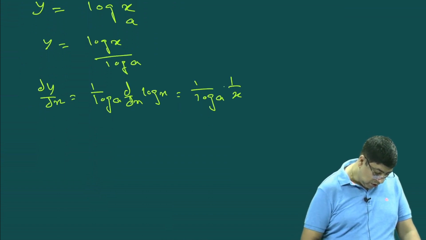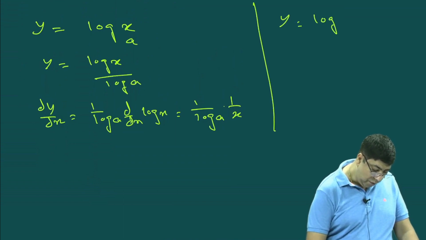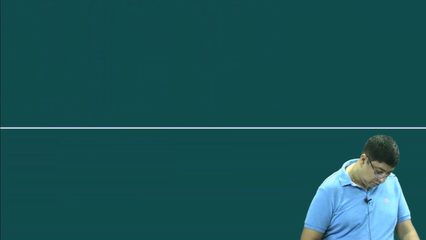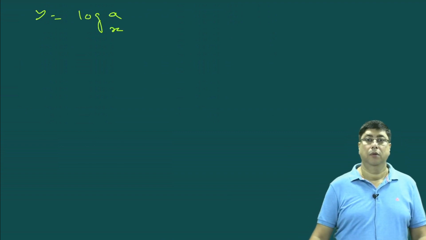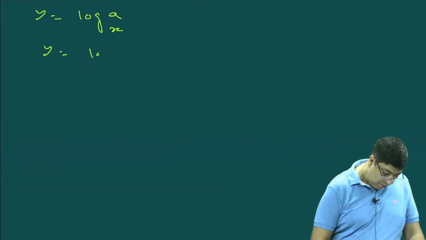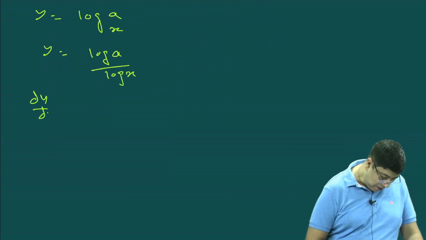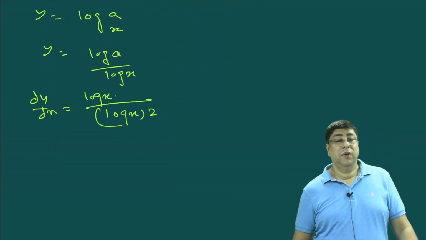One more question. y equal to log of a base x. What to do? Okay, I am writing here. y equal to log of a base x. How to do and what to do? First of all, log a base x is log a by log x. So y equal to log a by log x. Now let us apply d dx. If we apply d dx, this gives log x whole square. So log a is a constant. Okay, we can do this.